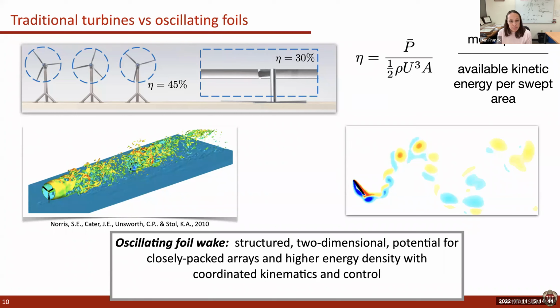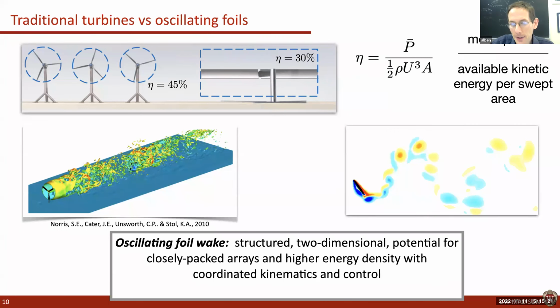And my second argument is that because these foils have a rectangular swept area, you can stack them next to each other and not have as much unused space between the turbines. So over a very limited area, like in a river or a tidal flow, you might have some advantages to this shape and size of swept area. And then the third, oh, go ahead.